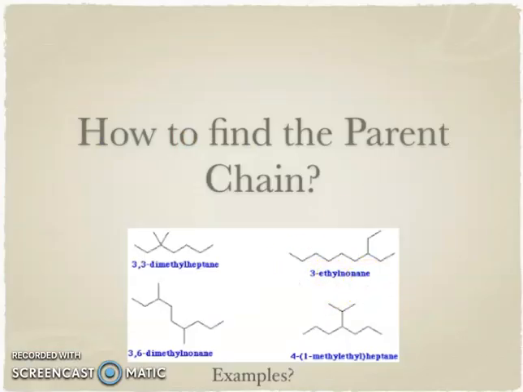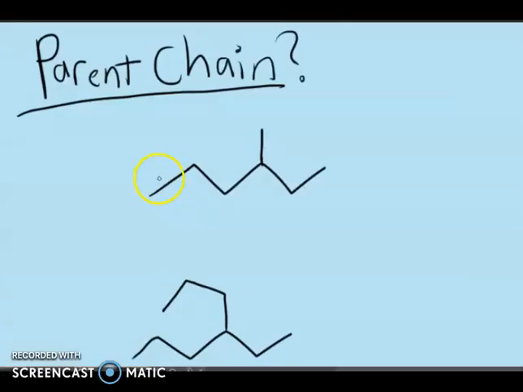Okay, so we're back in lecture mode now, and you might be wondering, because you saw these examples at the beginning, what do you do if there are more branches or there's not just one big chain? So for that, you have to find the parent chain. And the parent chain is going to be your longest continuous chain. So let me show you what I mean by that. Okay, so for our parent chain, we're just going to start with this top example here. What you'll want to do is highlight what looks like the longest chain. So this one definitely looks longer than if we went the other way and used the top.